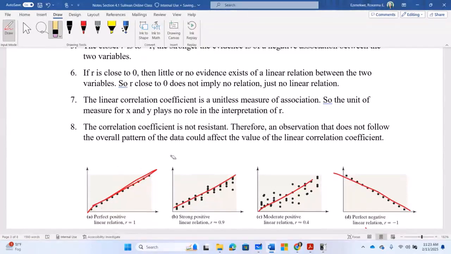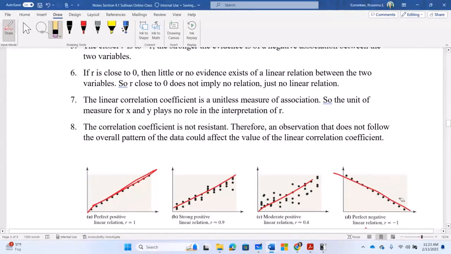So look at this one. There's a perfect positive linear relationship. All the points are on the line. So that's perfect positive. In this one, all the points are not on the line. So you can say strong positive relationship or high positive relationship. You can choose high or strong. Well, I can also say moderate here, moderate positive linear relationship. All the points are not on the line, and the line of best fit has a positive slope.